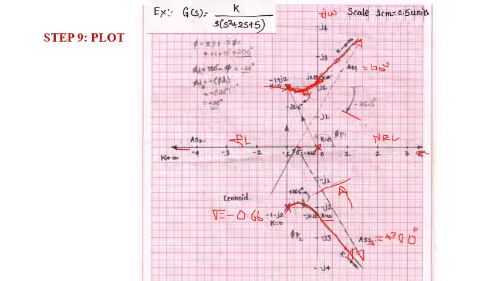So you'll get another branch of this one. So there are totally 3 branches. One branch is going to start from here, that is from K equal to 0, as K tends to infinity on the real root locus line. This is one branch.